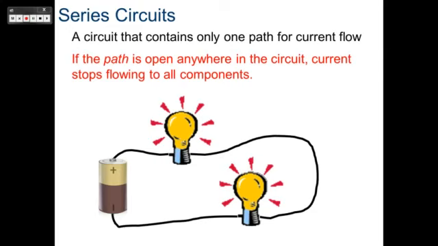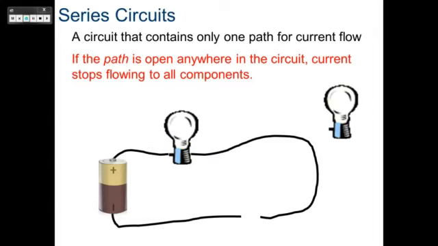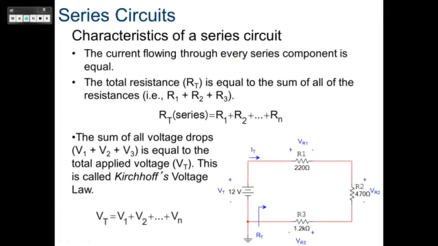Series circuits, this is one way to look at it. If I take out one light bulb or take out one component, all of them go off. Here are some formulas for series circuits. The current flowing through every series component is equal. I said that already, but I'll say it again: the current going through every series circuit is the same at each and every item.